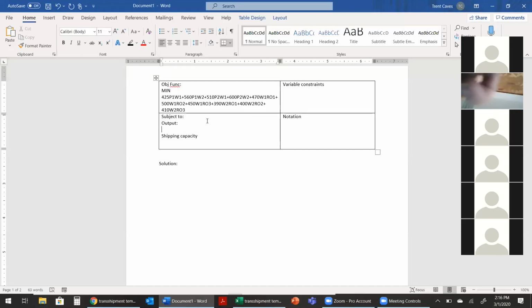So what comes out of plant 1? Where does plant 1 ship to? Warehouse 1 and 2. That's right. So plant 1 to warehouse 1 plus plant 1 to warehouse 2 is constrained by 200 output.